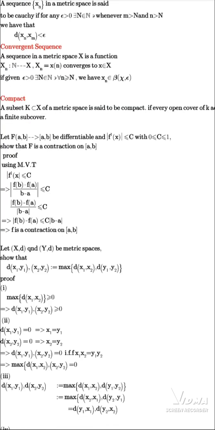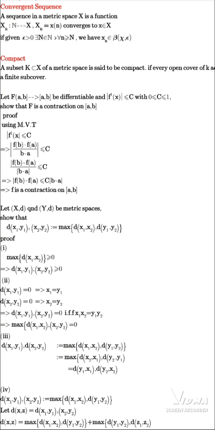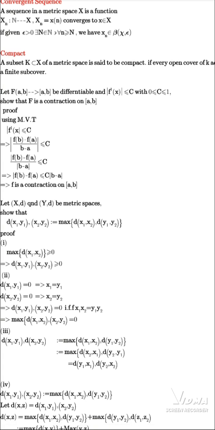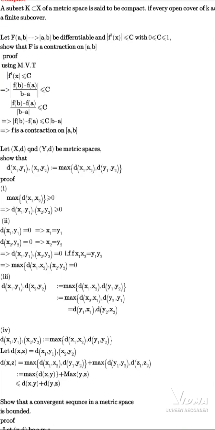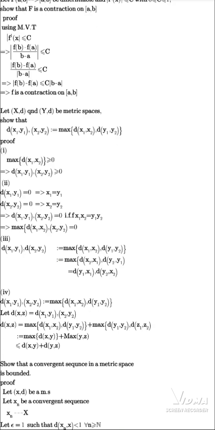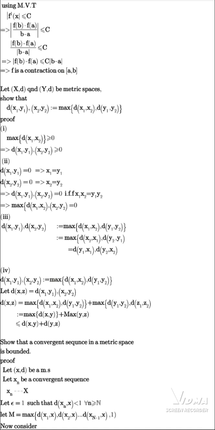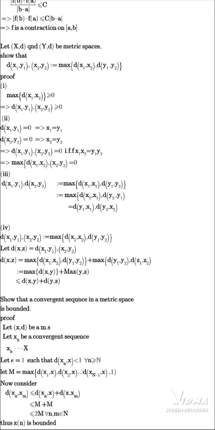Now we have let (X, d_X) and (Y, d_Y) be two metric spaces. We have to show that d((x1, y1), (x2, y2)) is defined as the maximum value of d_X(x1, x2) and d_Y(y1, y2). There's nothing difficult. What you do is apply all the necessary axioms for a metric space. Axiom 1 is satisfied, axiom 2 satisfied, axiom 3 satisfied, and lastly the triangle inequality, which is axiom 4, is satisfied. So it is self-explanatory. You can just go over it and check that.